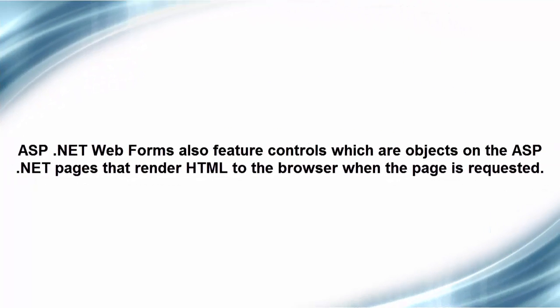ASP.NET Web Forms also feature controls, which are objects on the ASP.NET pages that render HTML to the browser when the page is requested. These controls are named things like text box or button or drop-down list and can be wired up to an event in the code behind. These controls are rendered to the browser as HTML elements such as input, so they can also interact with the client-side code such as CSS and JavaScript.